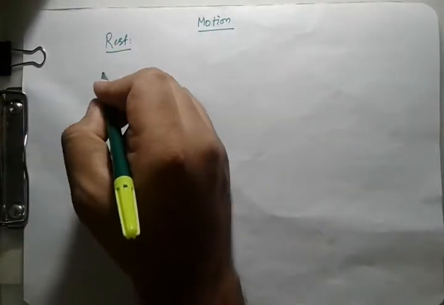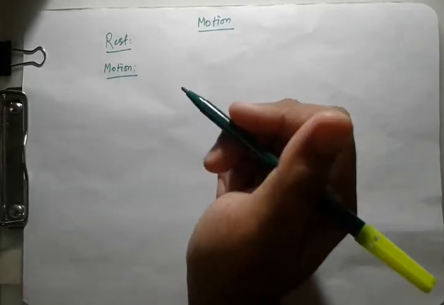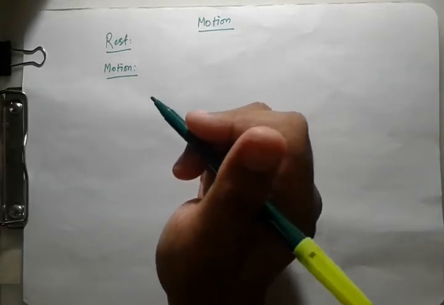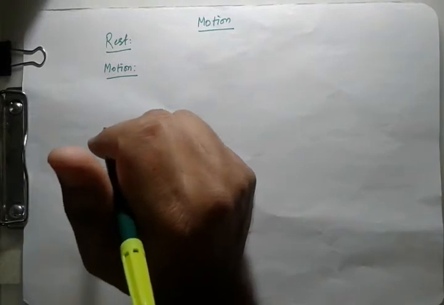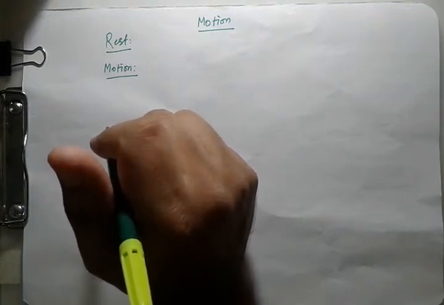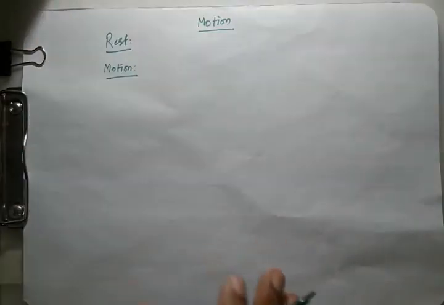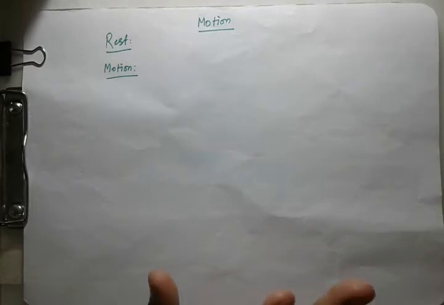So now next one is motion. An object is said to be in the state of motion if it changes its position with time and does not remain stationary with respect to the surroundings. Surroundings means what? Surroundings means the outside things. These are known as the surroundings.